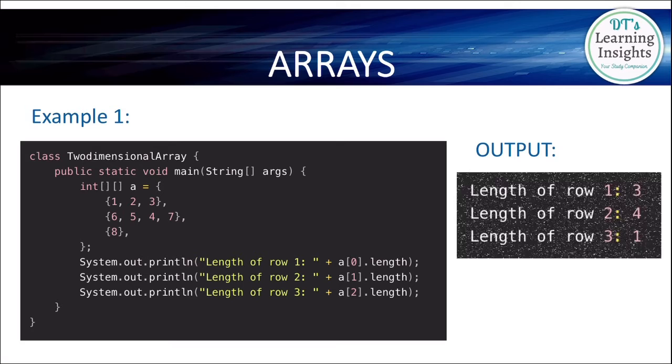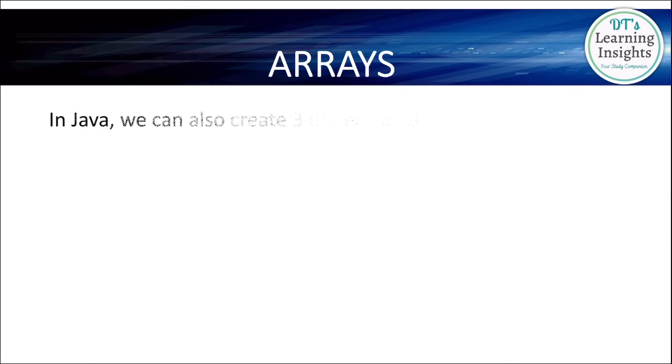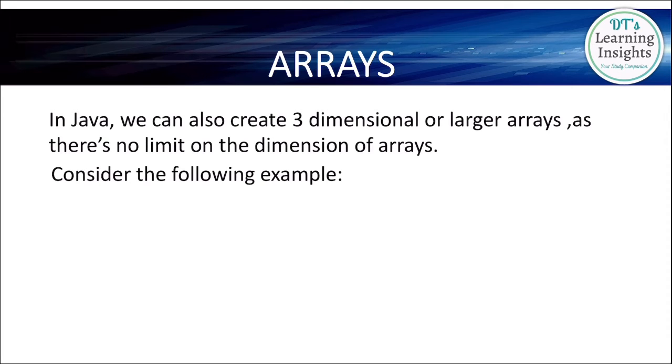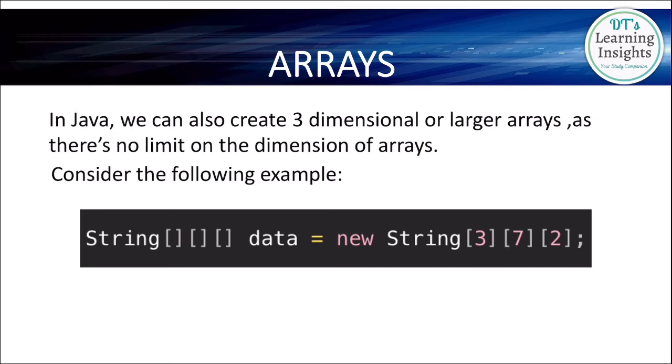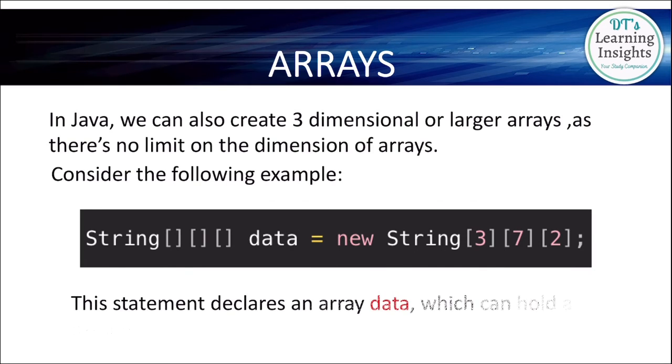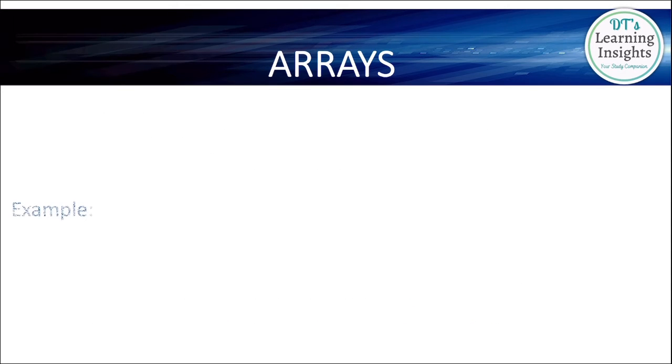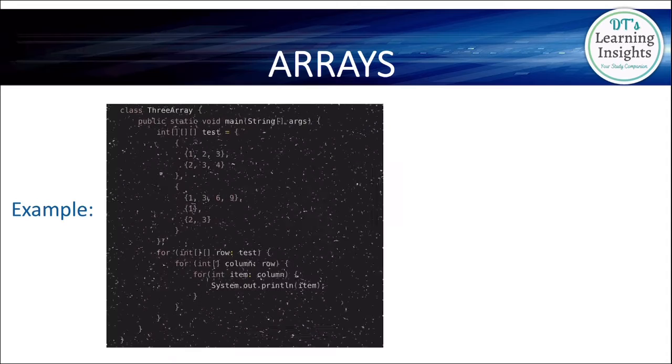We get this output. In Java, we can also create three-dimensional or larger arrays as there is no limit on the dimension of arrays. Now consider the following example. Here we are creating a 3D array called data, which is of string type and it can hold a maximum of 42 elements. Now let's see an example.